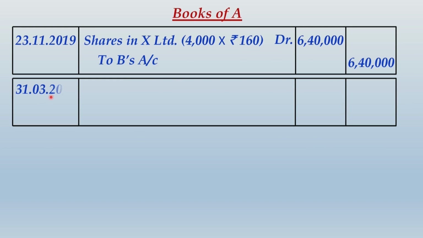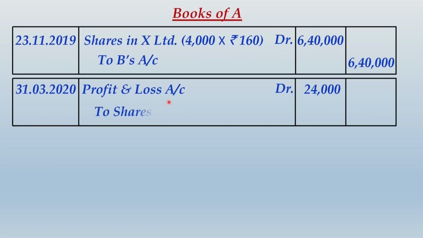So on 31st March, what you are going to do, simply recognize a loss by writing this entry, profit and loss account debit to shares in X Limited. The moment you pass this entry, out of 6,40,000 of previous amount, you have reduced the amount by 24,000 and recognize the loss immediately in the statement of P&L.